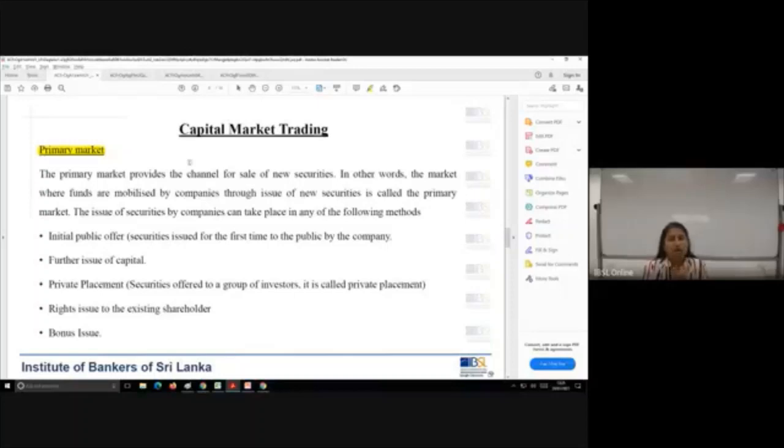Thirdly, you have private placement. Now, private placement is one of the methods of even listing in the Colombo Stock Exchange. There, what happens is, in an initial public offer, practically, if the company is going for an IPO, they will have to put up a prospectus, which I will show you in a while.